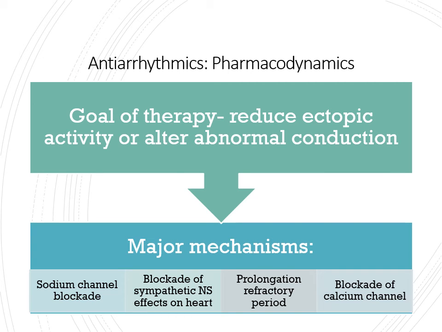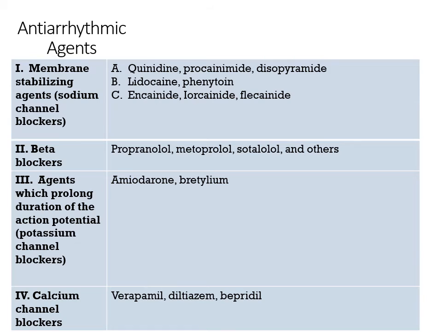conduction pattern. And the major mechanisms are listed here: sodium channel blockade, calcium channel blockade. There's actually some potential potassium channel blockade as well. Blockade of the sympathetic nervous system, effects on the heart, and prolongation of the refractory period. So the antiarrhythmic agents are listed in 4 categories. The class 1 drugs are membrane stabilizing agents, so they're sodium channel blockers. And then you have 3 categories of the class 1s, which are listed here.